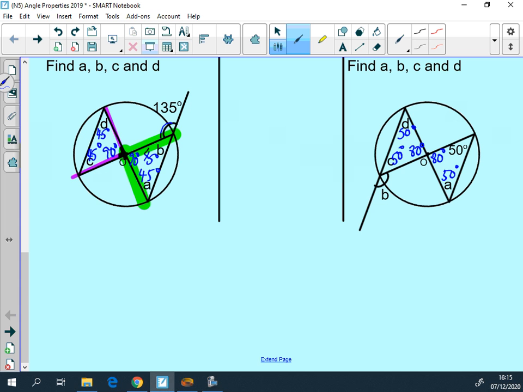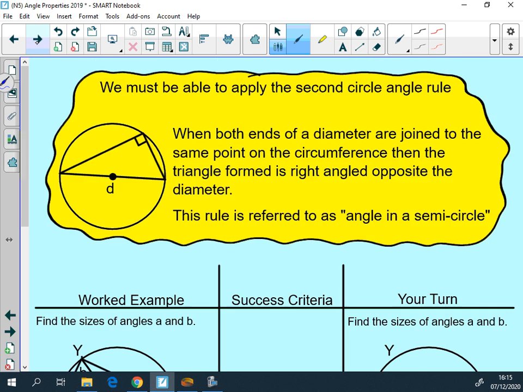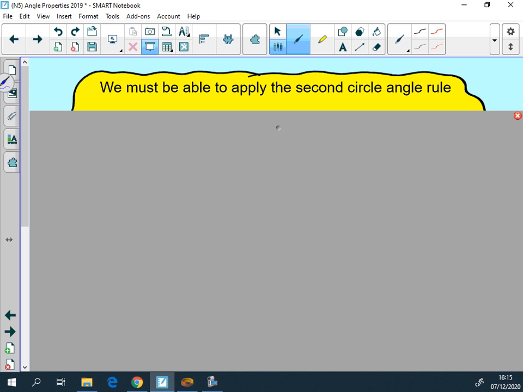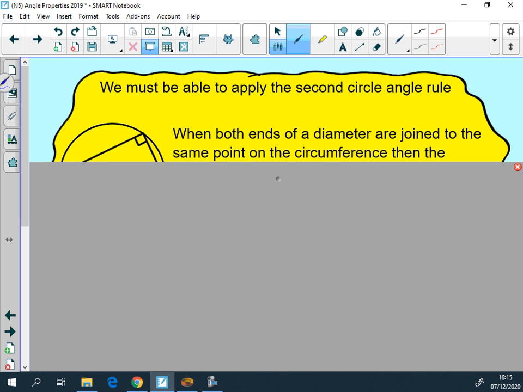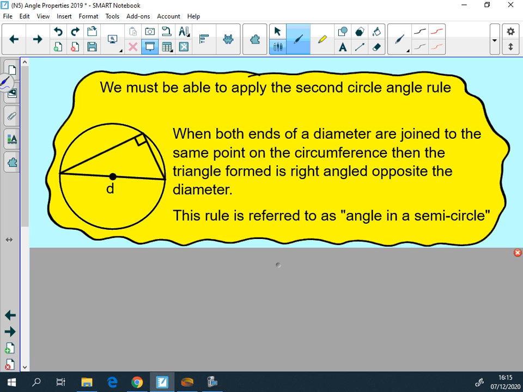And then the last one to find B, well, that's a straight line with C and B, so that must be 180. So B must be 130 degrees. Now, that's the first angle property, so spotting that isosceles triangle. Now, the second one, this one can be a little bit wordier. If you want to read it through fully, then please press pause and do so. If not, I'm going to keep talking through it.